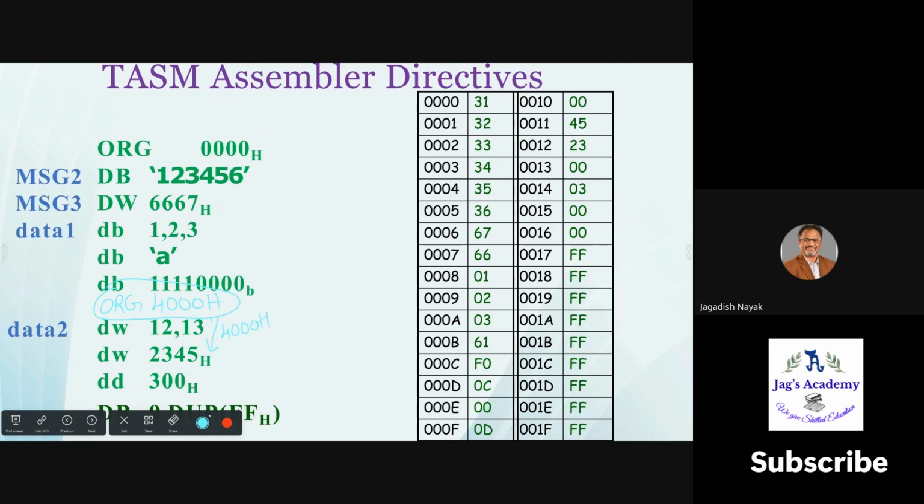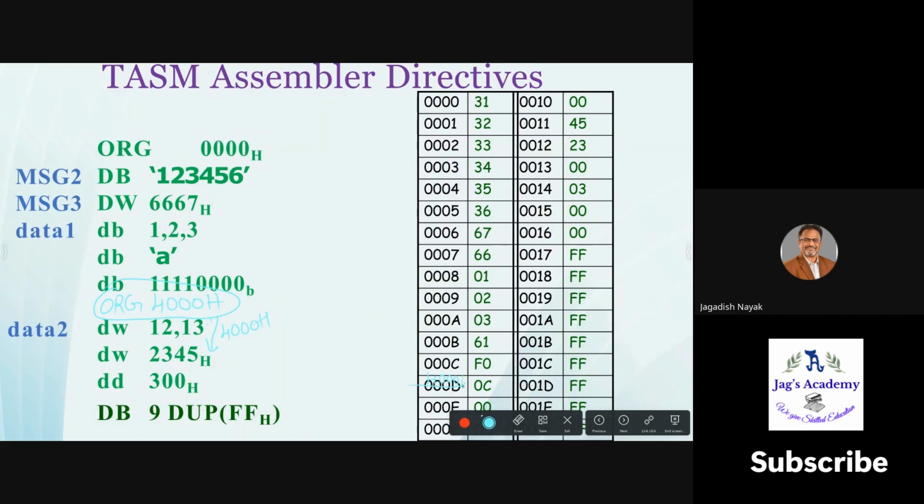Yes, 000D, right? So this will change to 4000H. After that, it will be 4001, 4002, and so on. Okay, hope all of you understood this. This is very, very important. Fine, so we'll proceed to the next.